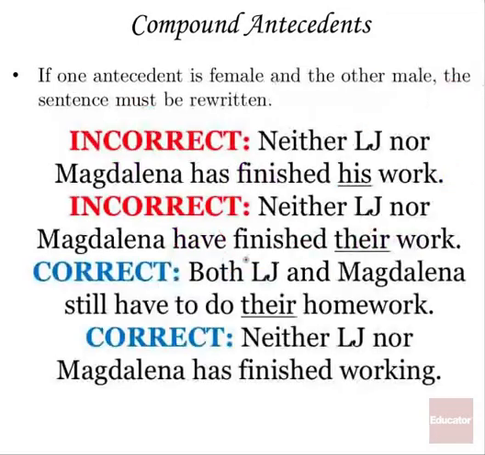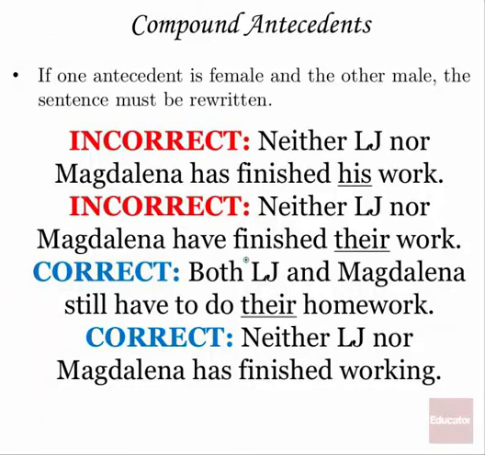Now, here's a real problem. If one antecedent is female and the other is male, the sentence has to be rewritten. Unfortunately, English does not have a third-person singular gender-neutral pronoun that you can use for human beings. We have it, but it's extremely rude to use it for people. So if you have a situation where you have both a male and a female antecedent and you have to use a personal pronoun, rewrite the sentence.